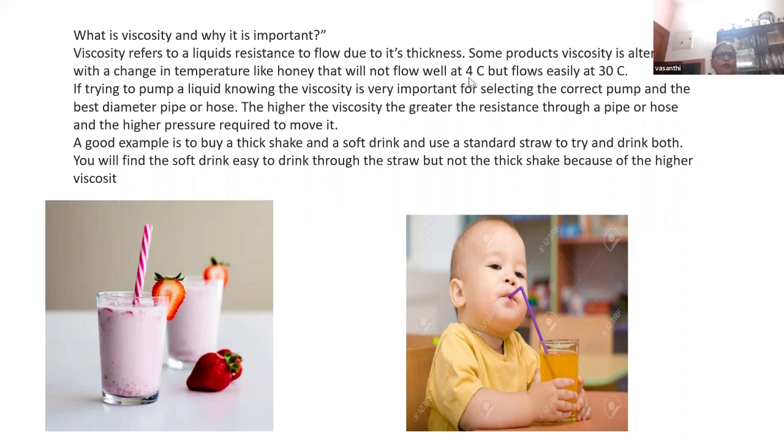Honey will not flow at 4 degrees, but flows easily at 30 degrees. Honey flow will stop at 4 degrees. Why? Because viscosity will be very high at low temperature. At 4 degrees, it will stop flowing.